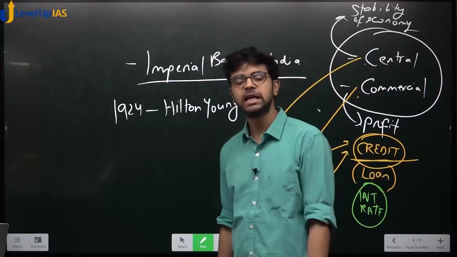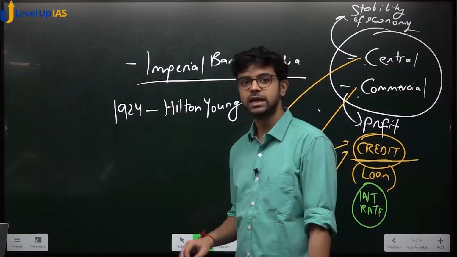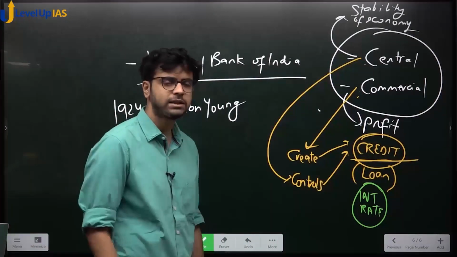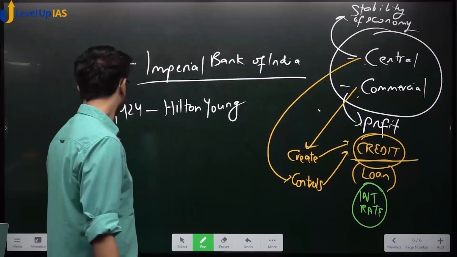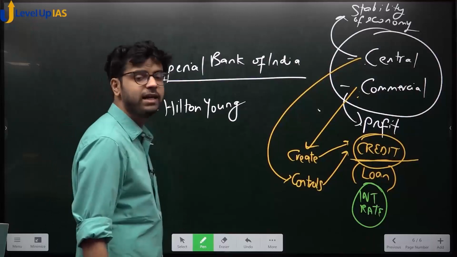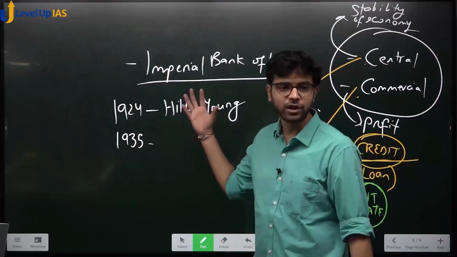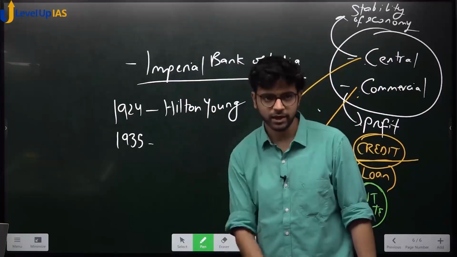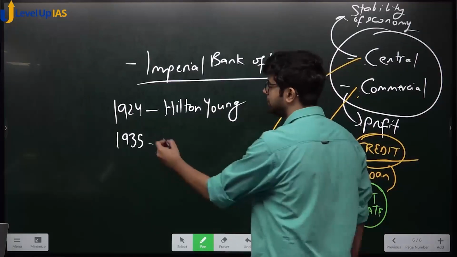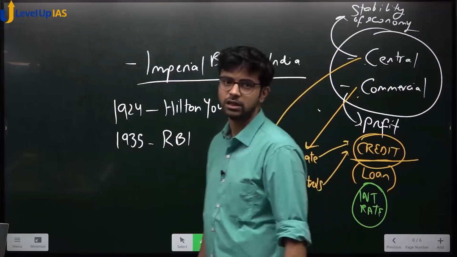his views. So he said that in India, remember we were still under colonial rule, you have to separate the central and commercial banking functions. He gave the modalities and all. Okay. In 1935, the central banking functions of Imperial Bank of India were separated, and in 1935, a birth was given to what we call today as Reserve Bank of India.